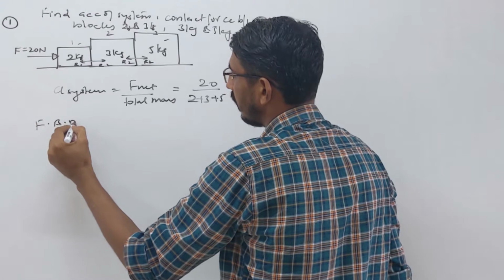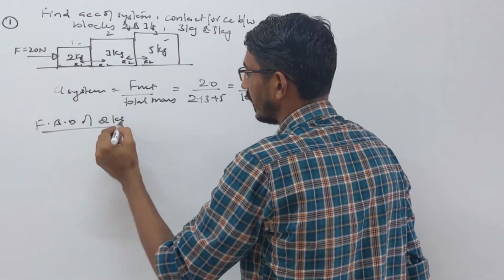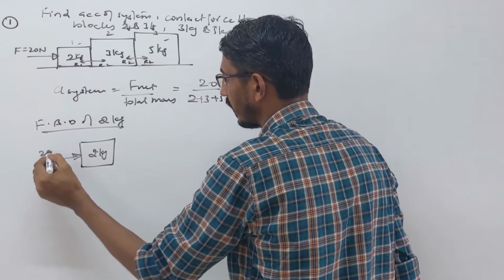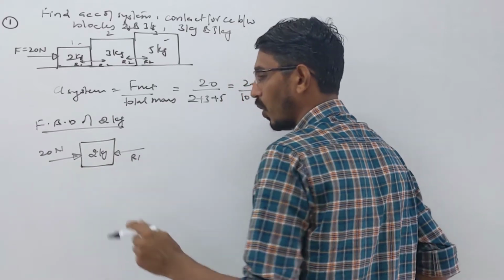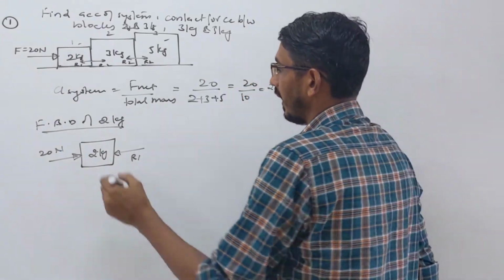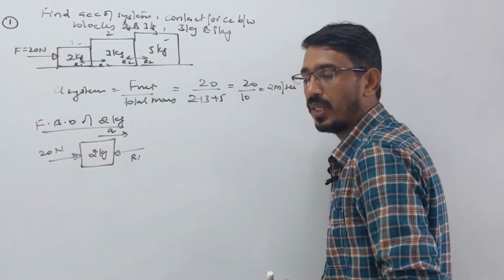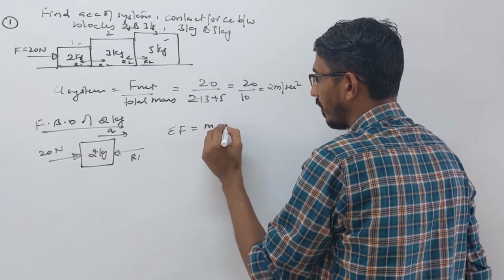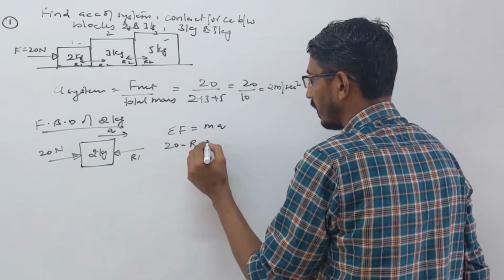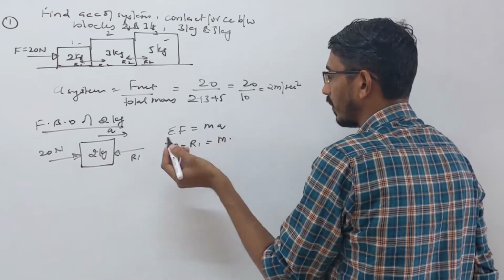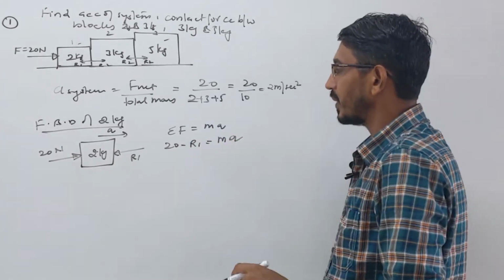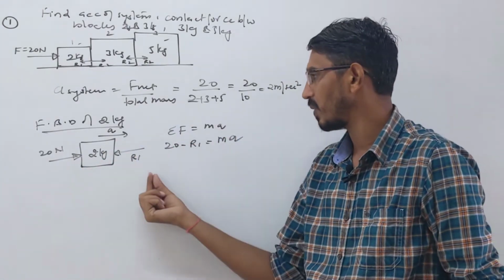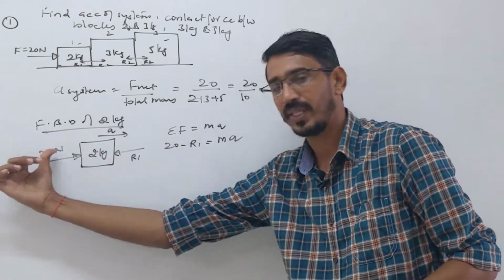Let's write the FBD of the 2 kg mass. This is your 2 kg body. One force applied here is 20 Newton. The other force is the reaction force, always towards the body, correct? And it's accelerating in this direction with acceleration a. Moving in this direction means that force is bigger, so net force should equal Ma. So 20 minus R1 is equal to Ma. Why am I writing 20 minus R1 equals Ma, and not R1 minus 20? Because this force is bigger and the body is moving in that direction, right?